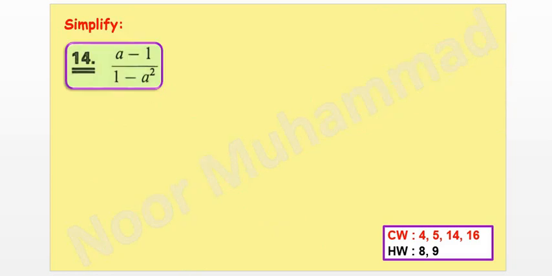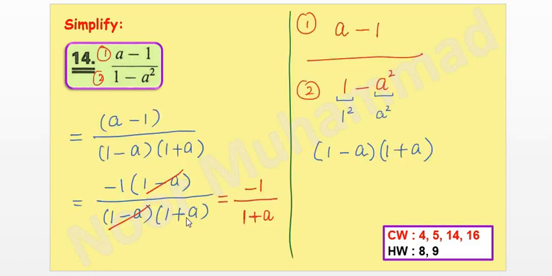Now better pause the video here and solve this question on your own and then play the video to check your answer. So here is the answer. It's not possible to simplify the numerator, so I left it as it is, and then for the denominator I use the formula. This is 1 squared and this is a squared, so you can write 1 minus a and 1 plus a. Then I replace the denominator by its factors, the numerator as it's already a minus 1 the factor.